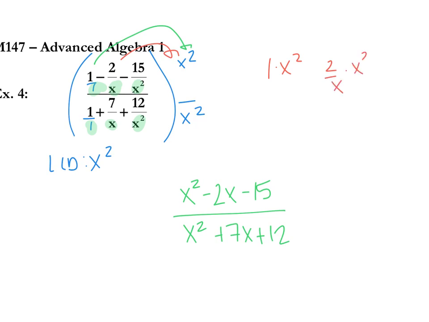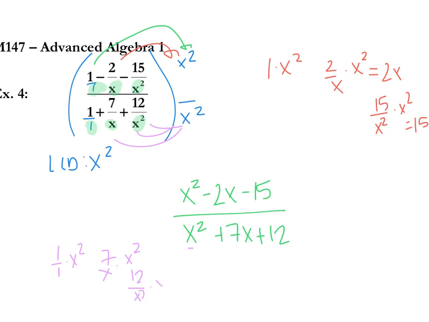2x times x squared, that's how you get 2x. And then 15 over x squared times x squared, that's how you get 15. Okay, and then same thing with the bottom. So this goes to each term. So 1 over 1 times x squared gives me x squared. 7 over x times x squared gives me 7x. And then 12 over x squared times x squared gives me 12.